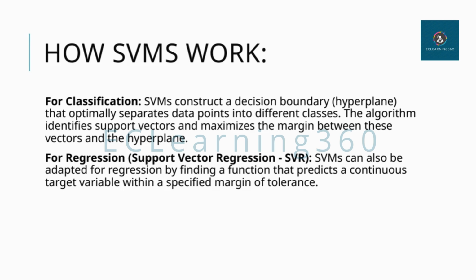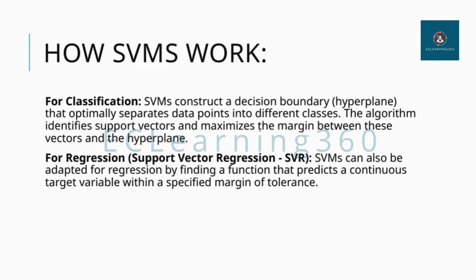The key idea here is that the algorithm identifies certain data points, known as support vectors, that are closest to the boundary. These support vectors are crucial because they define the position and orientation of the hyperplane, and the goal is to maximize the margin. That is, the distance between these support vectors and the hyperplane itself. By maximizing this margin, the classifier becomes more robust and better at generalizing to unseen data.